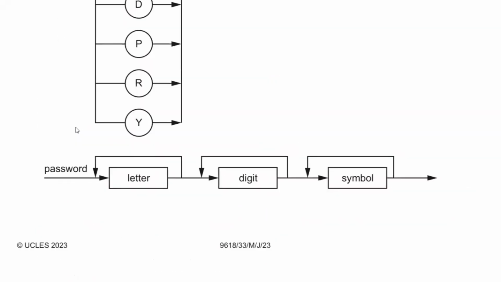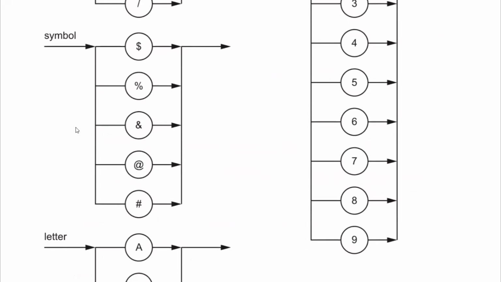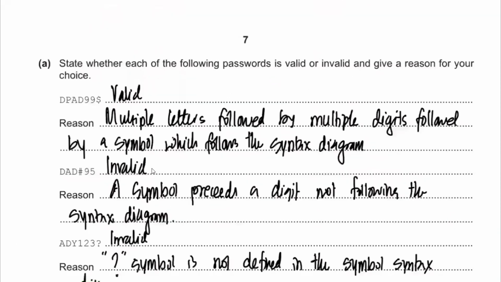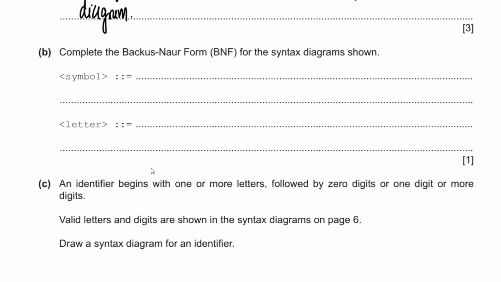Symbols, let's take a look at it. Symbols can be a $ sign, a percentage, an @ sign, and a hashtag. So let's go ahead and complete it. Symbol could be a $ sign, or a percentage sign, or an and sign, or an @ sign. Sorry, my @ is shaky, and it could be a hashtag.